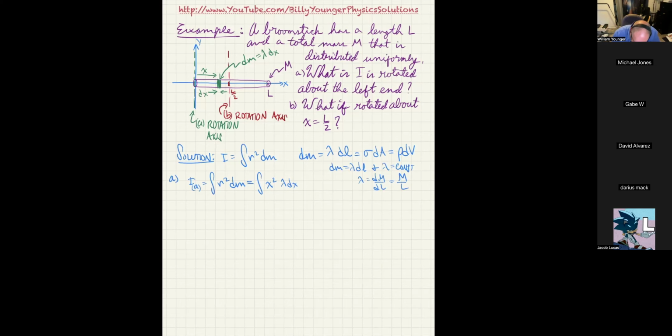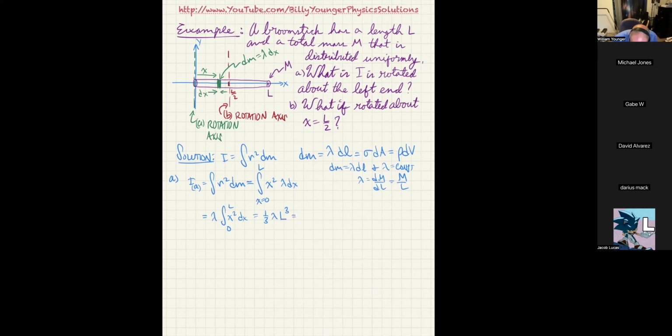That being said, I'm going to integrate from x equals 0 to l, and the lambda can come out in front, and I'll get lambda times the integral of x squared dx from 0 to L. And the integral of x squared is 1/3 x cubed. So I'm going to have 1/3 lambda, and then x cubed evaluated at L is L cubed, and x cubed evaluated at 0 is 0. So this is going to be 1/3 lambda L cubed.